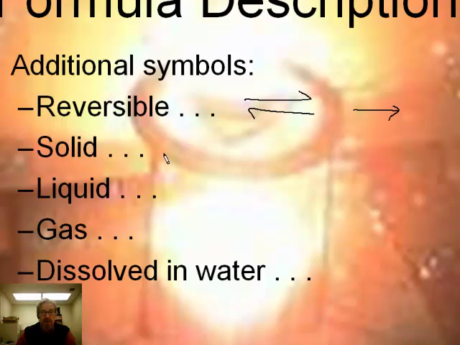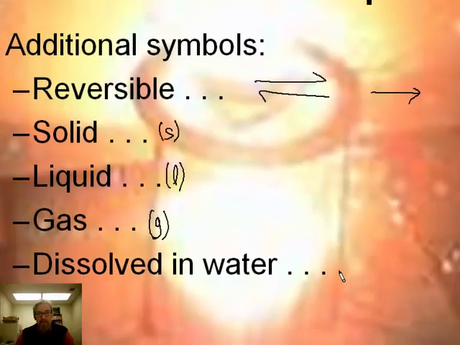Solid. If you want to represent that something is solid, you can make a subscripted little s in parentheses. That means solid. A liquid could be represented by a subscripted little l in parentheses, and gas is a subscripted little g in parentheses. And then here's another one that's really common in chemistry. Lots of times reactants are dissolved in water, and so we call that aqueous. That's the word for that, and the abbreviation is aq. So these are some additional symbols that you can throw into chemical formula descriptions to give a better idea of what's happening with the change.